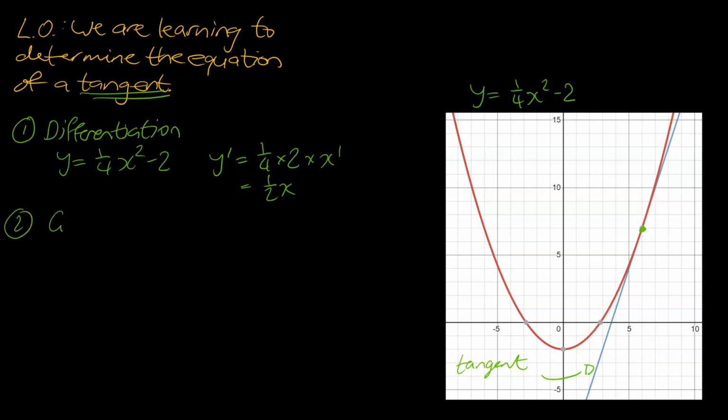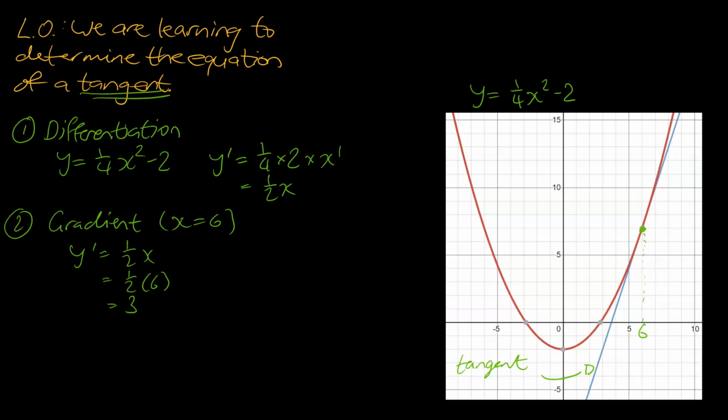The next step is to determine the gradient itself. And at our point here, we're going to go down to the x-axis. So we're looking at 6. So our gradient at x equals 6. So if y dash is equal to 1/2 of x, we're going to substitute 6 into the equation, and that's going to give us a gradient of 3.